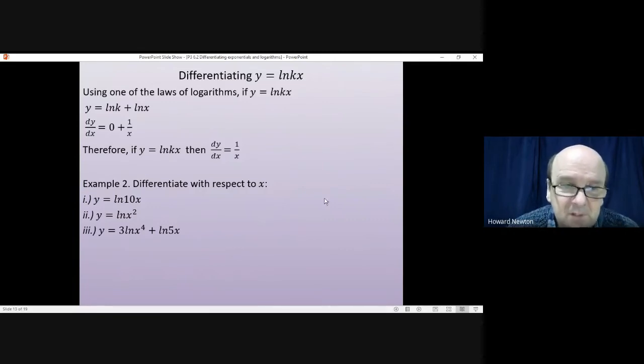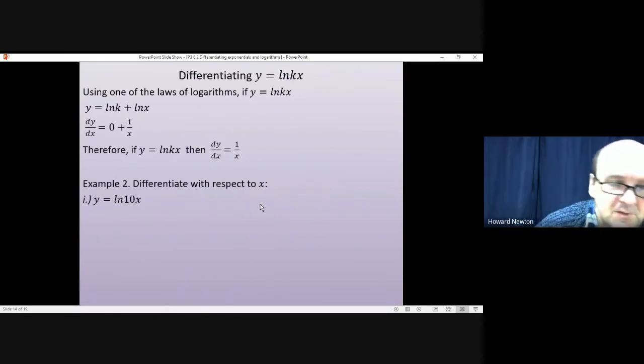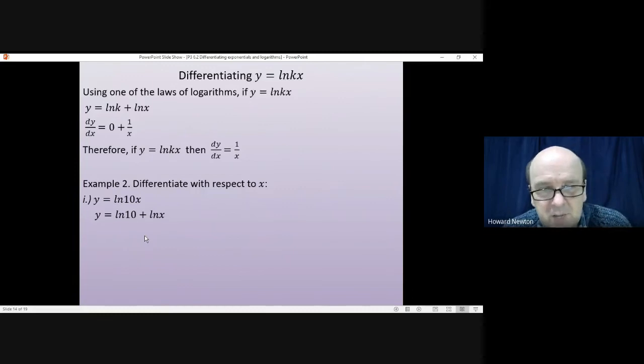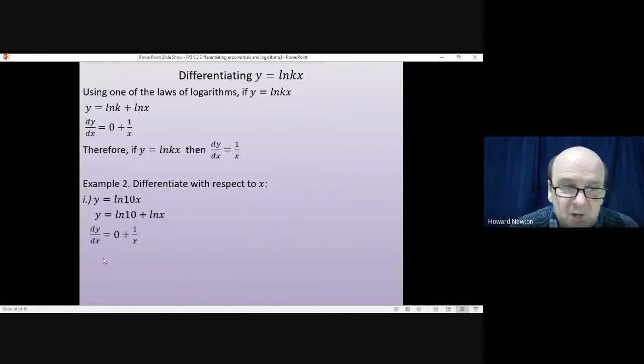Okay, let's have a look at these. So the first one, y equals log 10x. Now I could just use the rule, but what I'll do is I'll use the same method as we used to get the rule. So I can split that up into 2 parts, log 10 plus log x, and then differentiate it. When I differentiate it, log 10 is a constant, that'll give me 0. And when I differentiate log x, I get 1 over x.